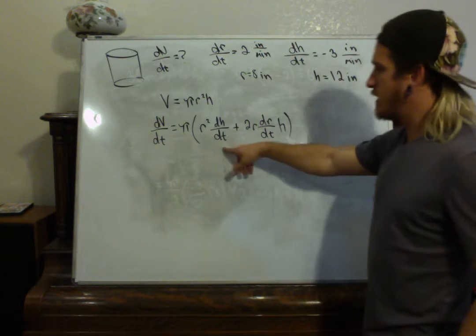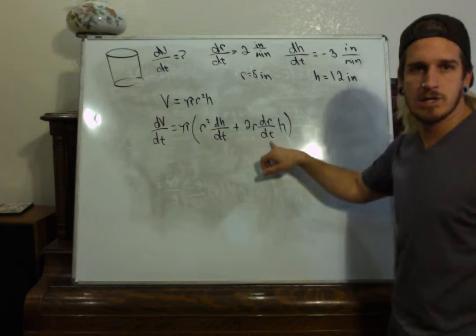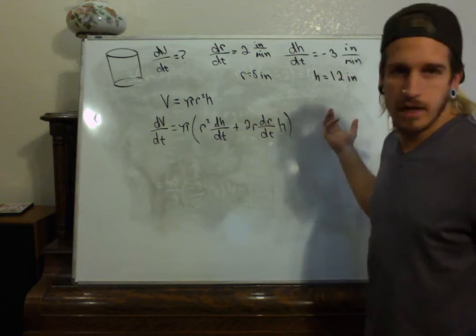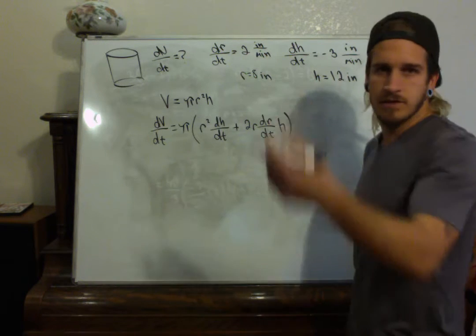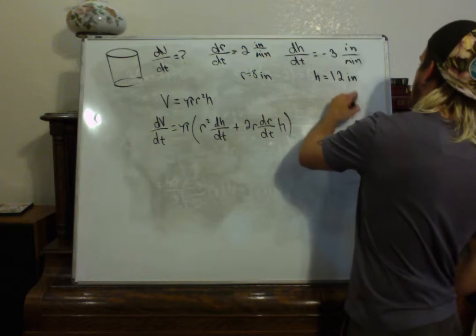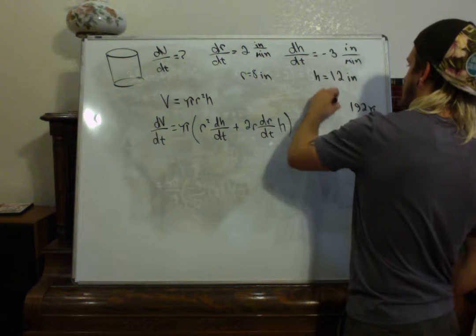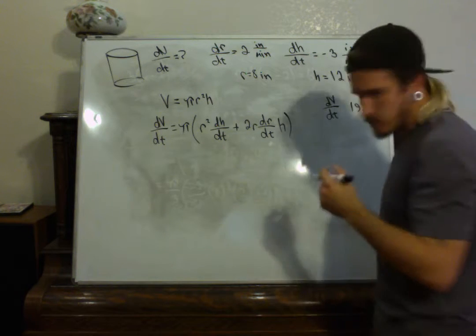Now we have everything we need. We have r, we have dh/dt, we have h, and we have dr/dt. So at this point, all you have to do is plug in your values and simplify. Now, just for the sake of time, I'm not going to do all that. We would end up with 192 pi is the rate at which the volume is changing.